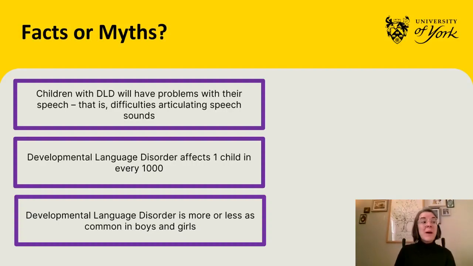So as mentioned previously, there are many children with DLD who don't have any speech problems at all, and those children are probably at most risk of not being recognised. Developmental language disorder affects a lot more than 1 child in every 1,000. It may surprise you to learn that it actually affects 7 to 8 children in every 100. So roughly around 2 children in every UK classroom, making it one of our most common neurodevelopmental conditions, even though few people have heard of it.